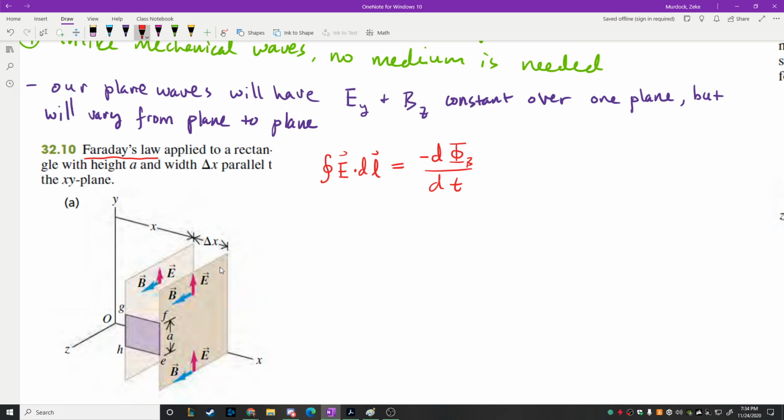We'll start with the left-hand side first. And in order to do this, we need the other half of this picture here. So let's scroll down a little bit.